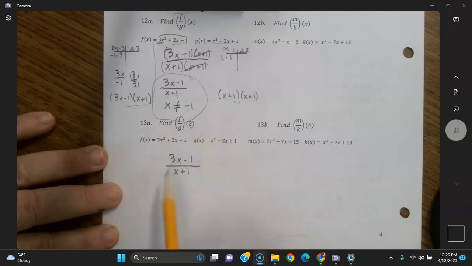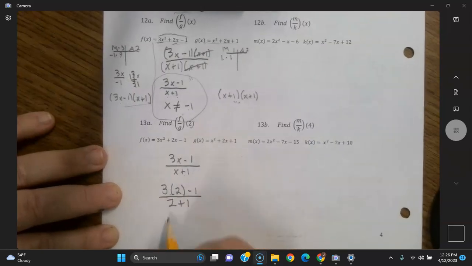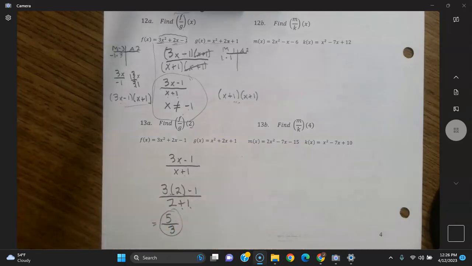So there you just plug the 2 in. So it's 3 times 2 minus 1 over 2 plus 1. So that is going to be 6 minus 1 is 5 over 2 plus 1 is 3. And that gives you 5/3. That's an improper fraction. That's fine. You can leave it as an improper fraction.